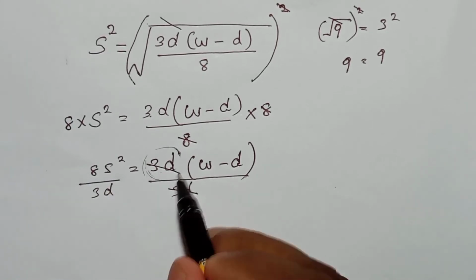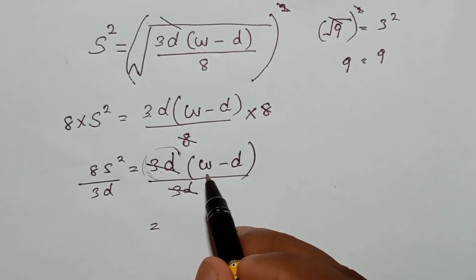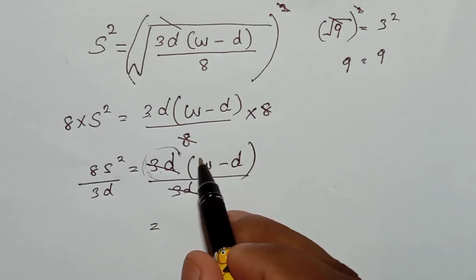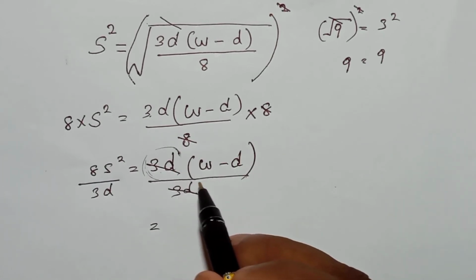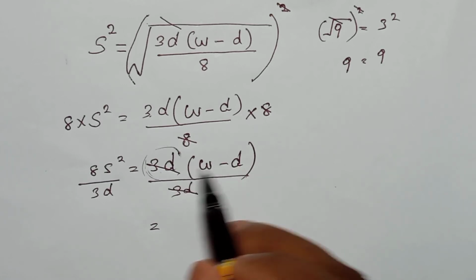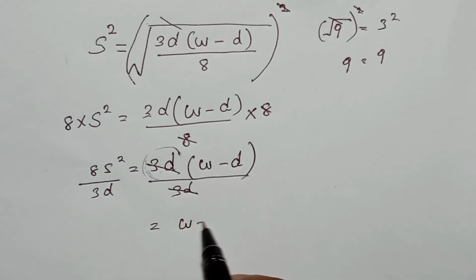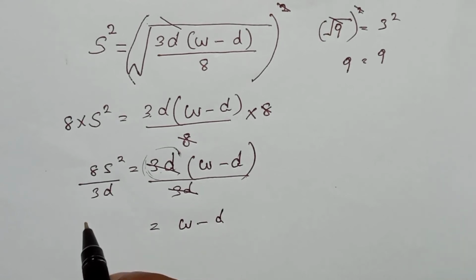Okay, now 3d and 3d cancel. Here we will have w minus d. Now outside the bracket there's nothing, you can think of it as 1. So you don't need to put the brackets. You can just write w minus d here. And here we will have 8s squared over 3d.